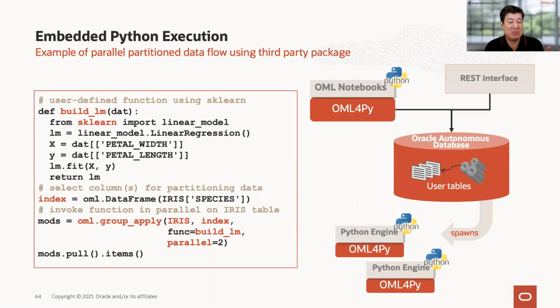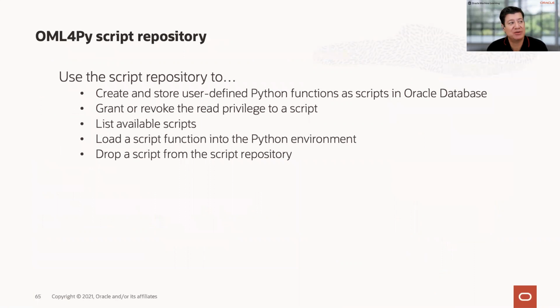For example, here I'm building a scikit-learn linear model, completely open source, and then I'm going to return that as a function. Now I'm going to run a group apply function on that model. I'm passing the data set, which is an Oracle database table proxy, and then I'm telling it what the index is. I want to use two parallel processes. So that's basically what this is going to do for me, and it's going to execute that process in that way.